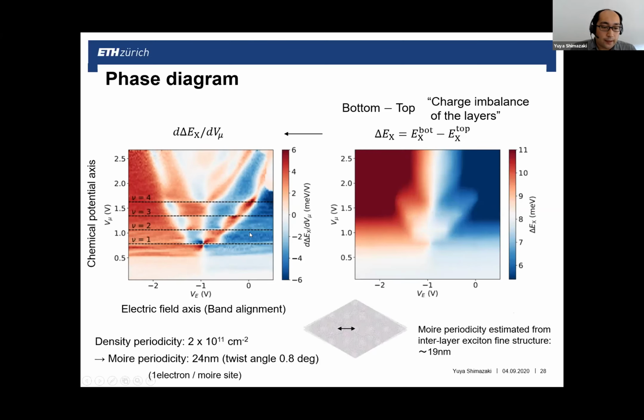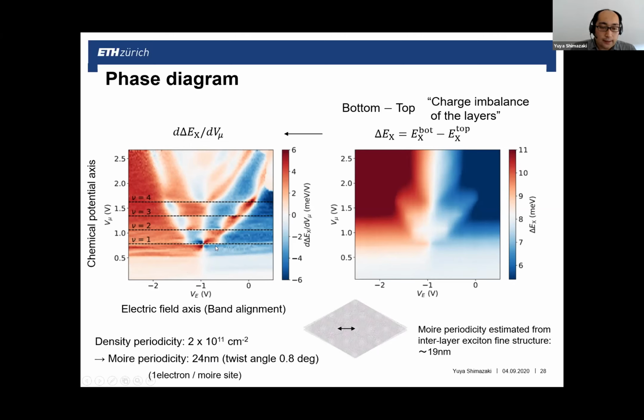The density periodicity of this checkerboard pattern is about 2 times 10 to the 11 centimeter to the minus 2. If you think that each line corresponds to one electron per moiré site, we can estimate the moiré periodicity as 24 nanometers, which corresponds to a twist angle of 0.8 degrees.